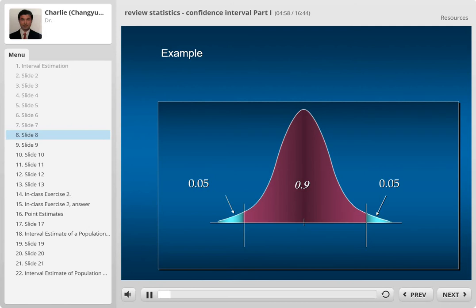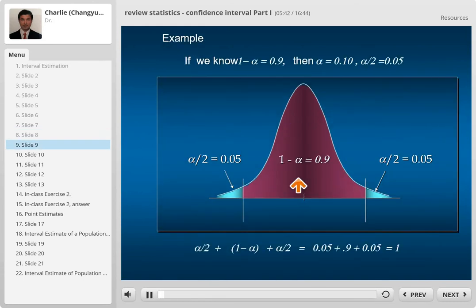Now let's look at another example. Now suppose we're gonna arrange it this way in a normal distribution. We'll have 90% in the middle, and we will have two tails. These two tails are of same size. So the size of this highlighted tail is 0.05, and this tail is 0.05 as well. So we know that in the middle it will be 0.9, because 0.05 plus 0.9 plus 0.05 equals to 1.